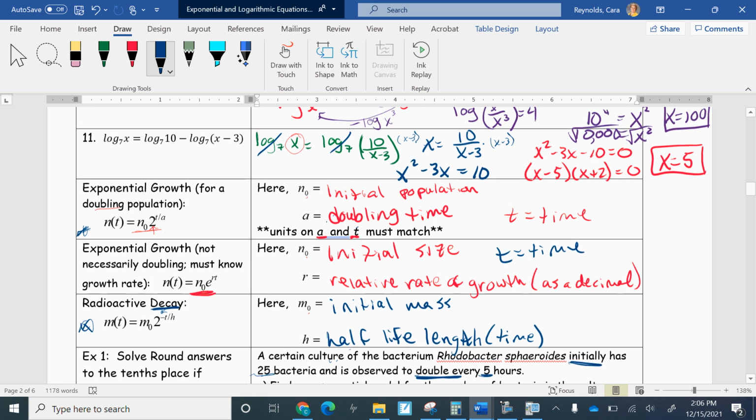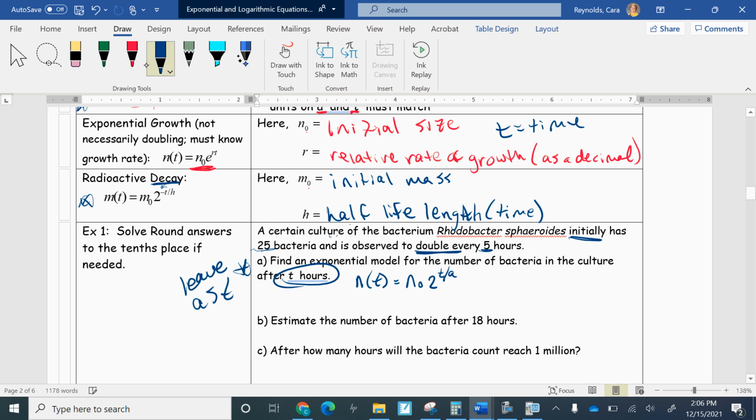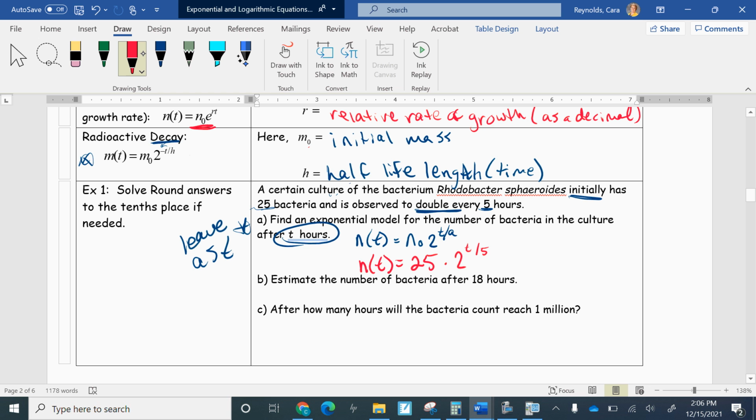And so we're using our doubling one, and so N of t is equal to N sub 0 times 2 to the t over A. And so we're just going to plug in everything but t. So N of t is equal to our initial amount was 25 times 2 to the t over your doubling time, which is 5. And that's for part A, that's all I'm looking for here. I want to make sure you know what to plug your numbers into.